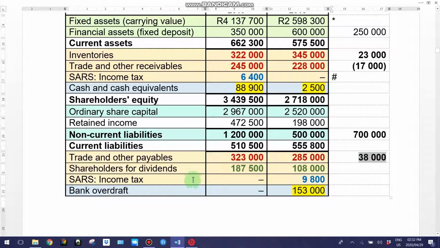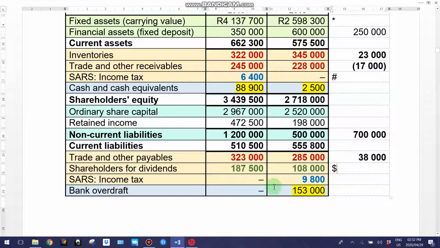Now, looking at shareholders for dividends, these two amounts are relevant to my dividends. These two amounts are going to help me to calculate dividends, so I will look at this in greater detail just now. I've got a star there to remind me that I need to calculate dividends paid, and these amounts are going to help me to calculate dividends paid.